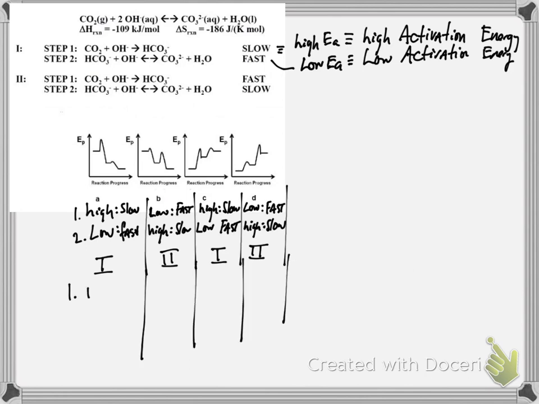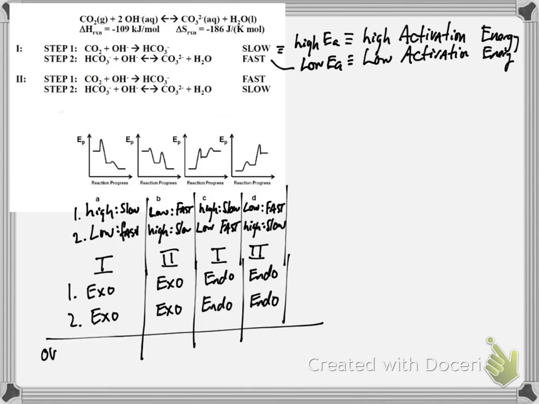Now what we're going to do is just take a look at, is it endothermic or exothermic in step 1 and step 2, and in the overall reaction. So for option A, it's exo-exo. Option B, it's also exo-exo. C is endo-endo, and D is endo-endo. And then the overall is exothermic here for A and B, and for C and D, it's overall endothermic. Okay, so that helps us identify what these energy diagrams are telling us, and what we need to connect to the mechanism to pick the right answer.